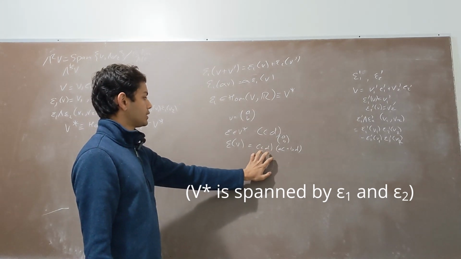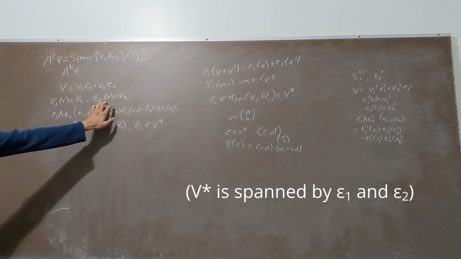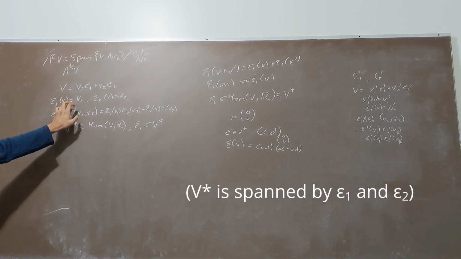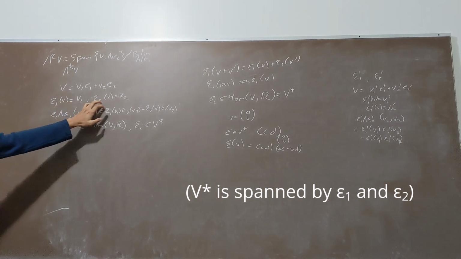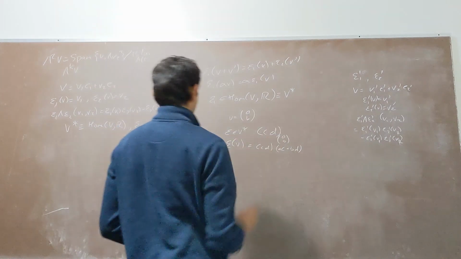and here since you have two numbers, it's a two-dimensional vector space, and these two guys are linearly independent, because, for example, epsilon 1 of e1 is equal to 1, while epsilon 2 of e1 is equal to 0. And so you can check that they aren't multiples of each other. And similarly, these two guys are linearly independent.